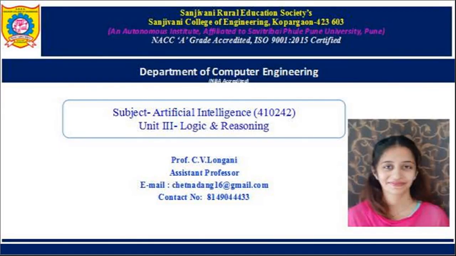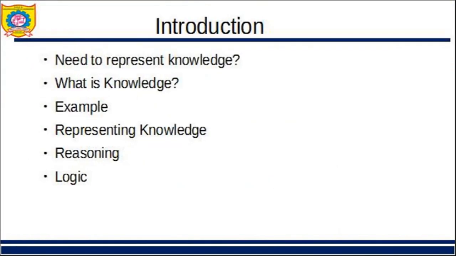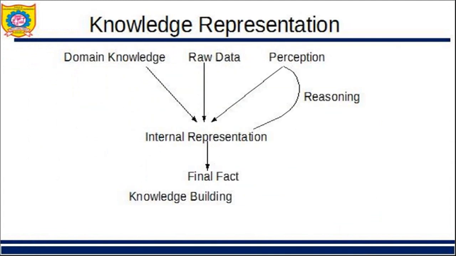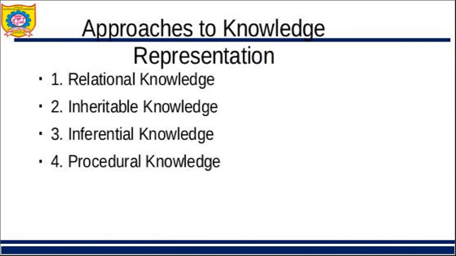Welcome back. In our previous video, we learned about the introduction to knowledge and why there is a need for knowledge representation. In this video, we are going to learn about the different approaches to represent knowledge. Our aim is knowledge representation. We have four different ways: relational knowledge, inheritable knowledge, inferential knowledge, and procedural knowledge. So let us see them one by one.